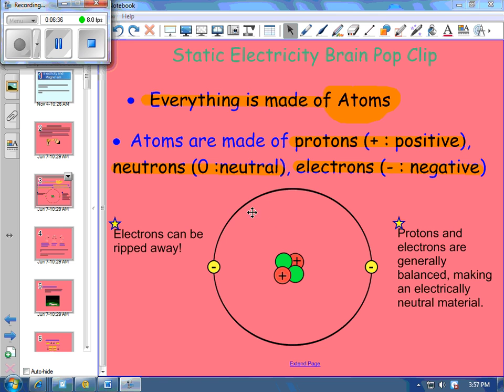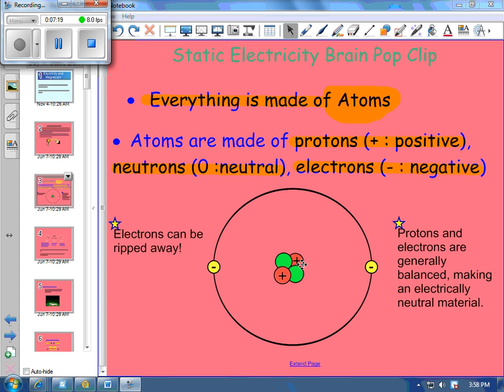And thirdly, on the outer ring around what's called the nucleus in the middle here, where the protons and neutrons live, is where the electrons actually spin, and the electrons are negative, and they actually orbit the nucleus. Next to where you draw that, you need to write in that electrons can be ripped away from the atom, and that protons and electrons are generally balanced, making an electrically neutral material in general.